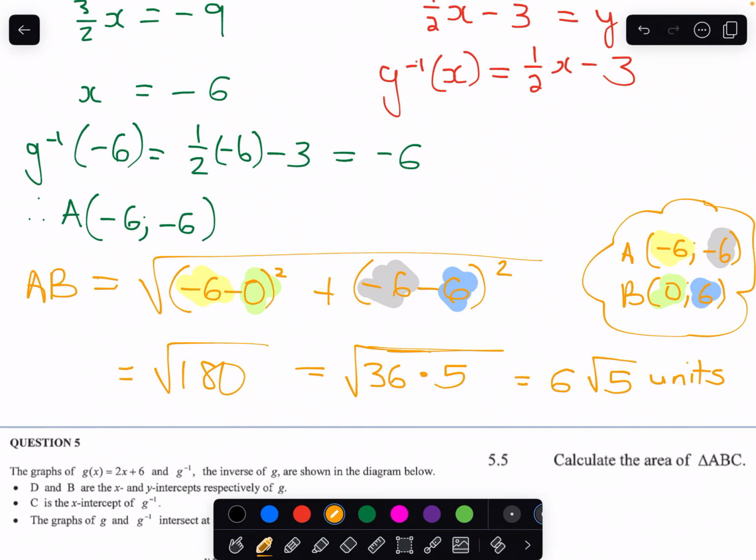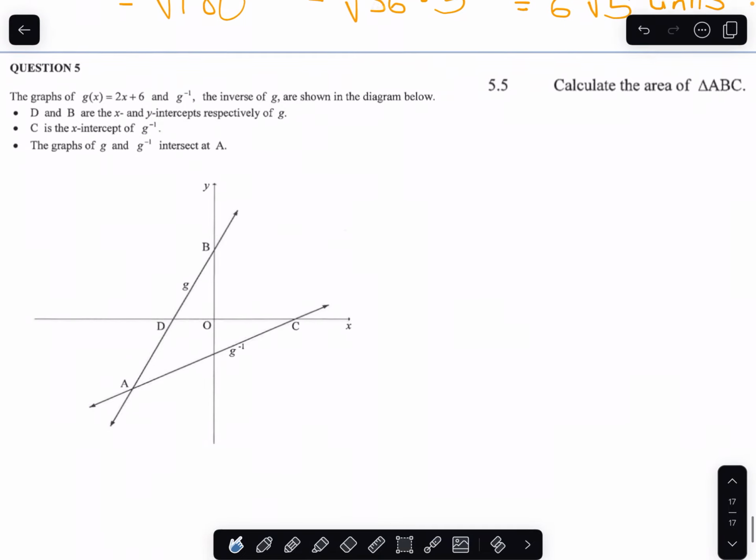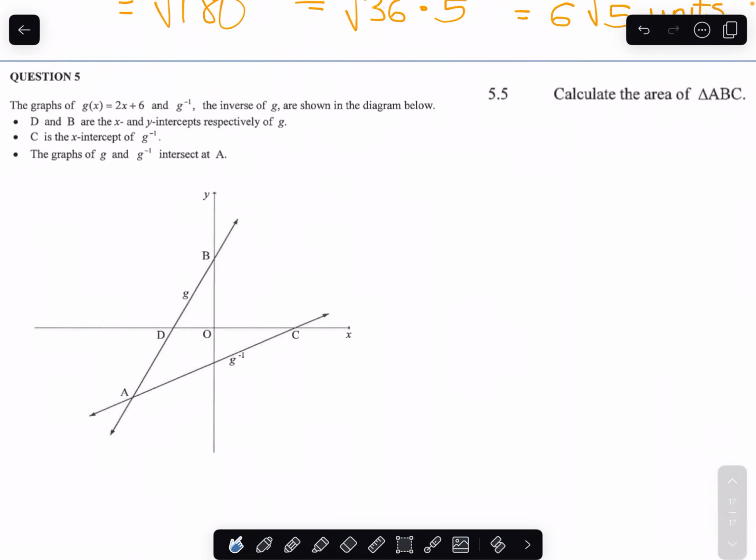Good point for me to just stop and double check my answers. And so far we are looking good. Okay, cool. Right, now for the last question. The last question asks us to calculate the area of triangle ABC.